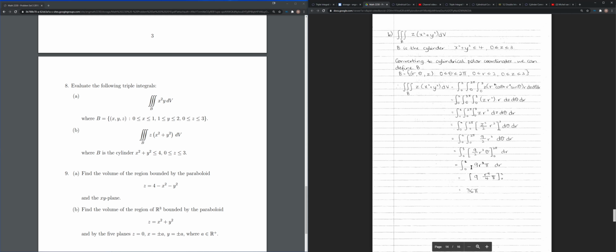And then finally I need to integrate this with respect to r. When I integrate with respect to r, I'm going to get 9r to the 4th on 4, times pi. The 9 and the pi are just constants. Then you put in the 2 and the 0. When I put in the 2, I get 16 on 4, which is 4, and 9 times 4 is 36, so I get 36 pi. Putting in r equals 0 just gives me 0. So I get 36 pi minus 0, which is just 36 pi.